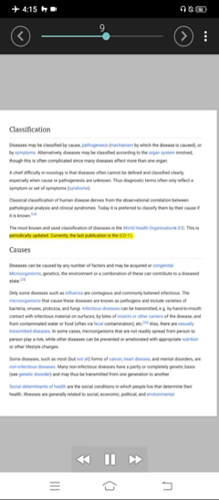Causes. Diseases can be caused by any number of factors and may be acquired or congenital. Microorganisms, genetics, the environment or a combination of these can contribute to a disease state. 25. Only some diseases such as influenza are contagious and commonly believed infectious. The microorganisms that cause these diseases are known as pathogens and include varieties of bacteria, viruses, protozoa, and fungi.